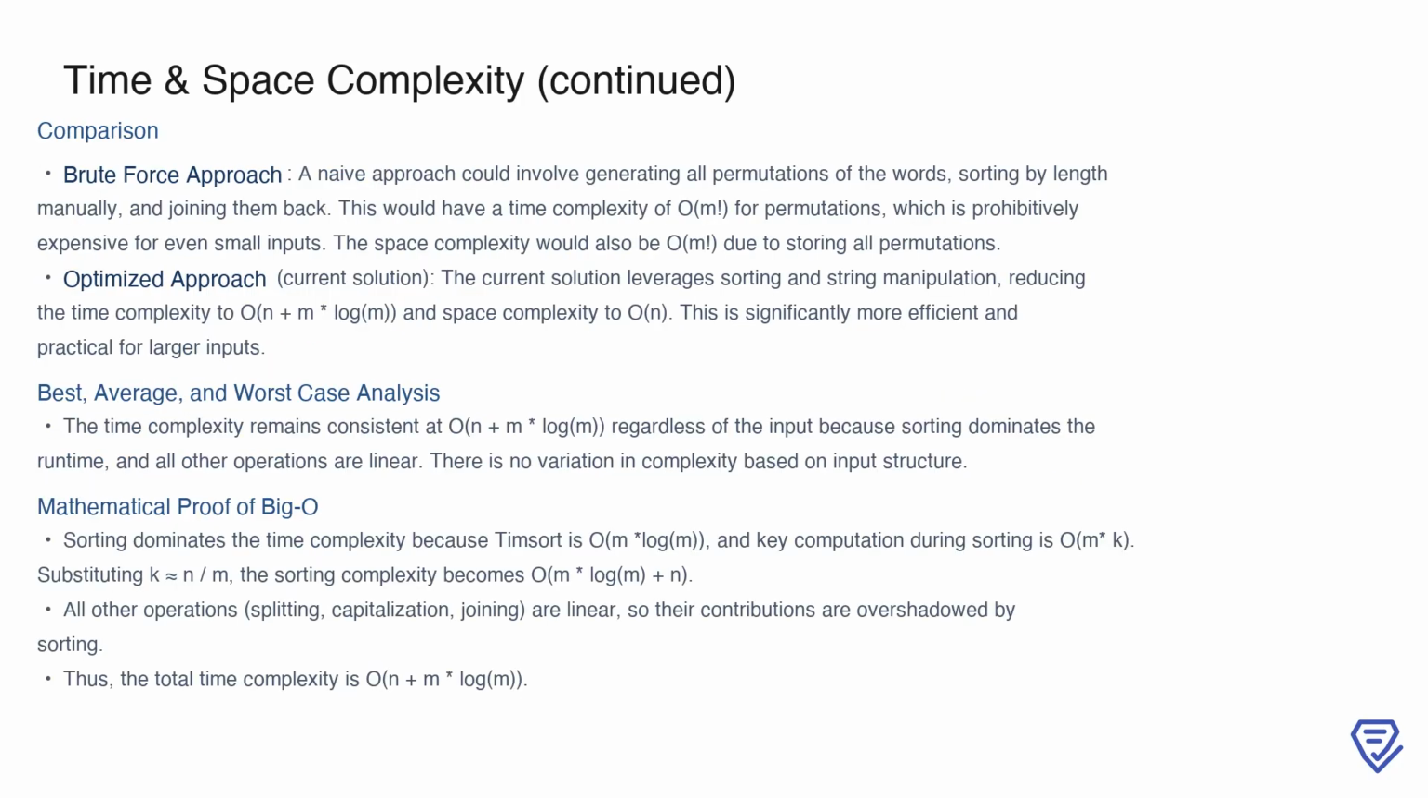Finally, let's compare this optimized approach to a potential brute force solution. A naive method might generate all permutations of the words, sort them manually by length, and then join them back into a sentence. However, this would result in a time complexity of O(m) for generating permutations, which becomes infeasible even for small inputs. The space complexity would also be O(m) due to the storage required for all permutations.